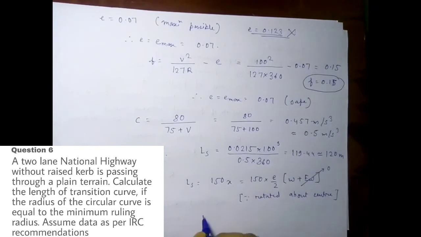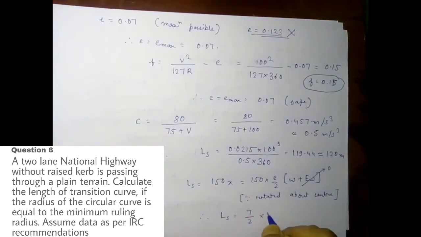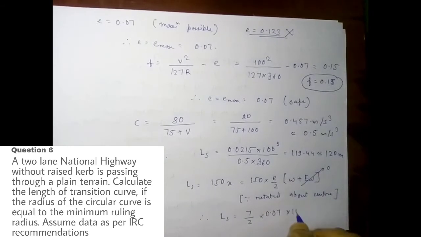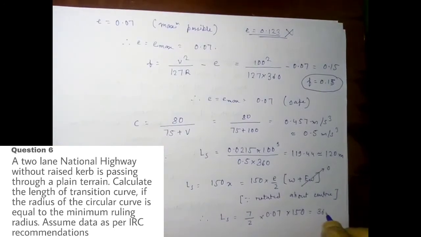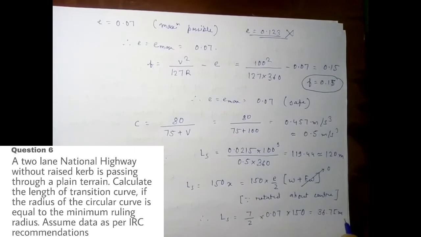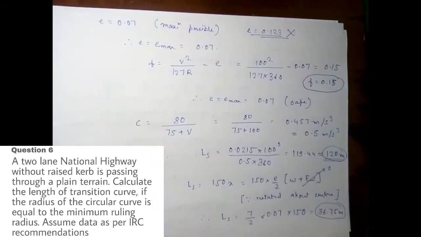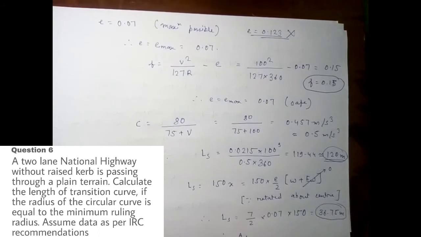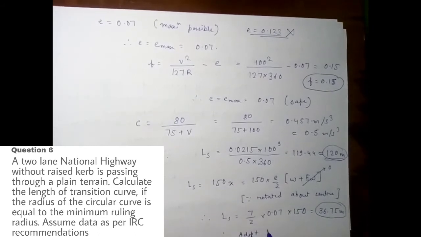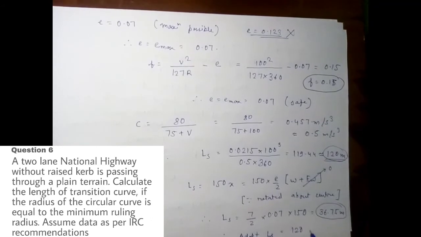Thus LS will be equal to 7 by 2 into 0.07 into 150, that will give it to be 36.75 meter. So here we get 36.75 and here we get 120 meters. So let us adopt this one, as this one is maximum. Therefore adopt LS equal to 120 meters.